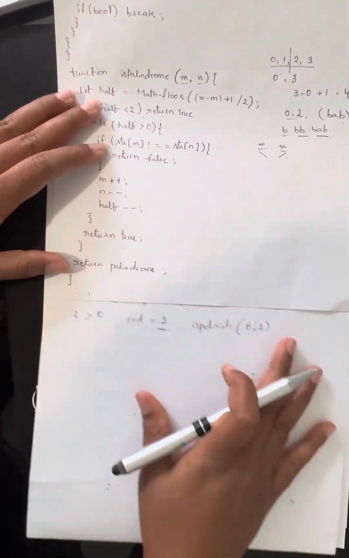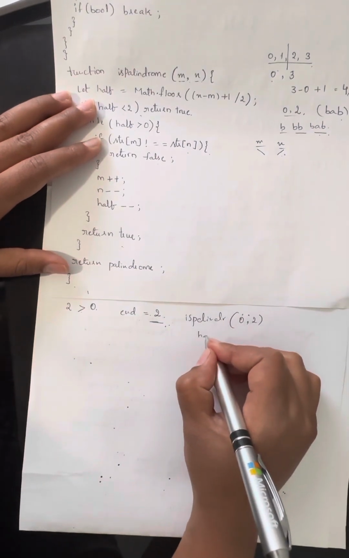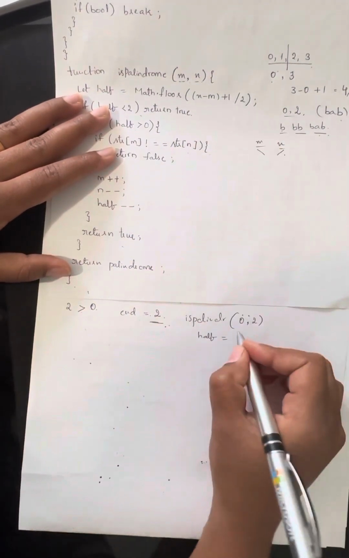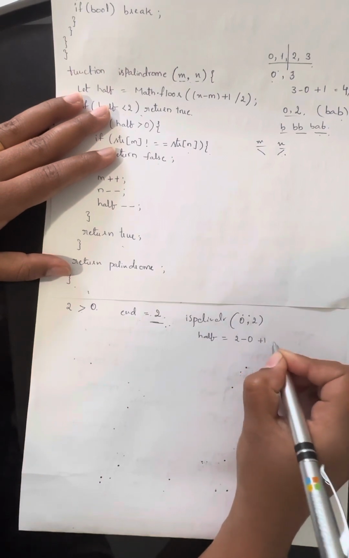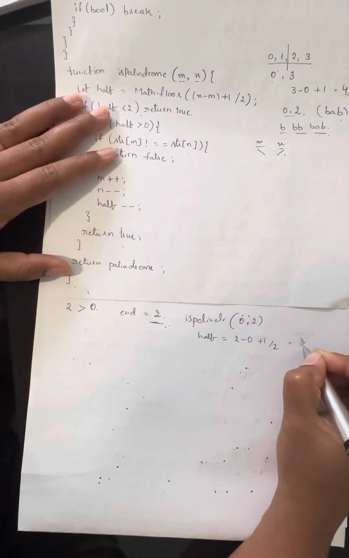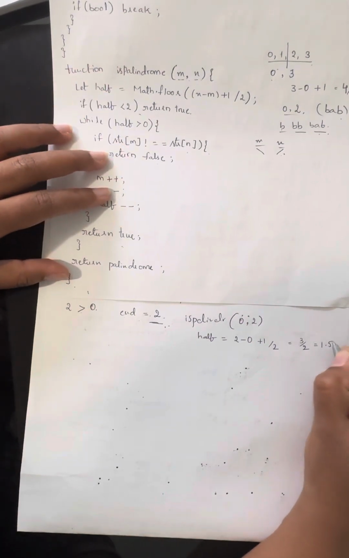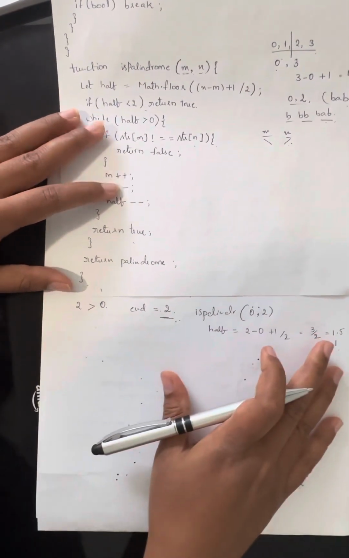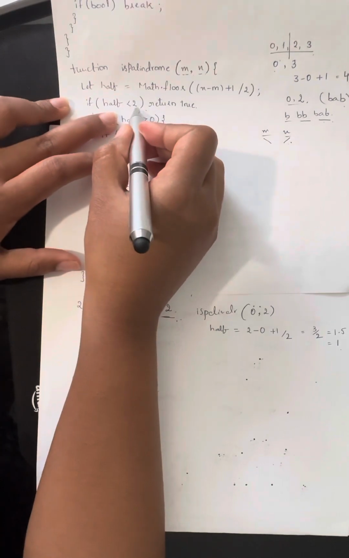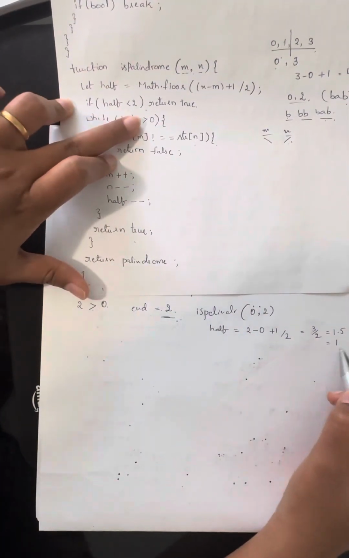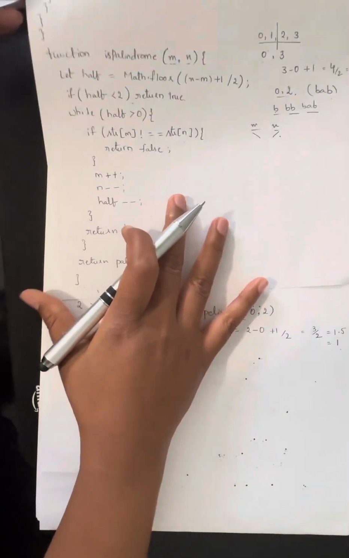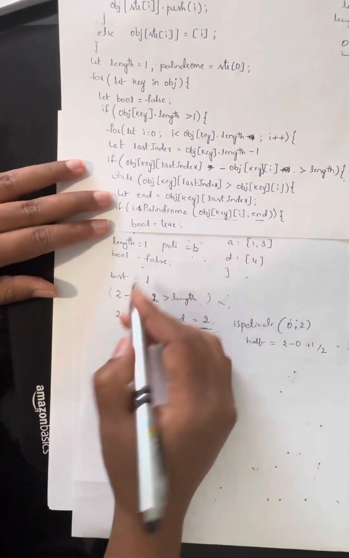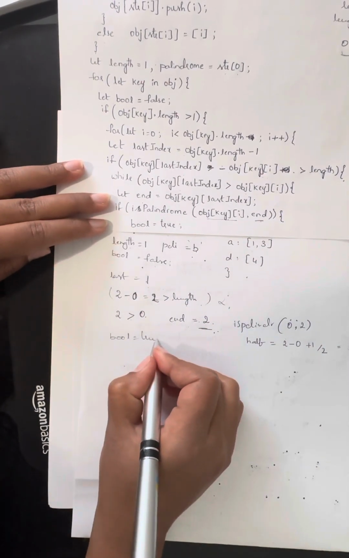Here what we are doing is we need to find the half, the middle index. For this we are doing n minus m plus 1 by 2, which is 2 minus 0 plus 1 by 2. So which is 3 by 2, which becomes 1.5. Let's say we have math.floor, so it becomes 1. If half is less than 2, so now the half is equal to 1, we just return true. So here it is true, then we change the bool to true, so the bool becomes true.